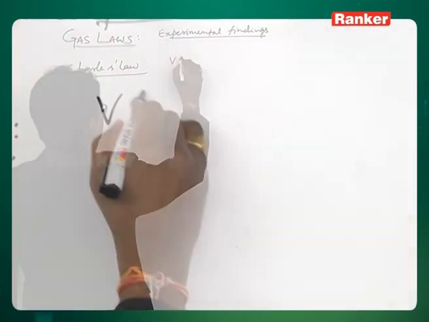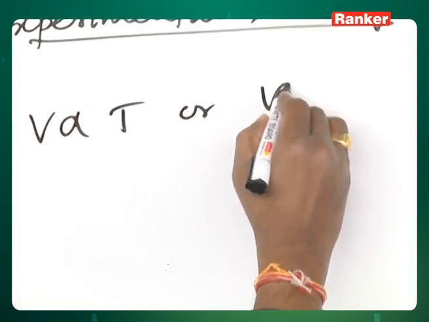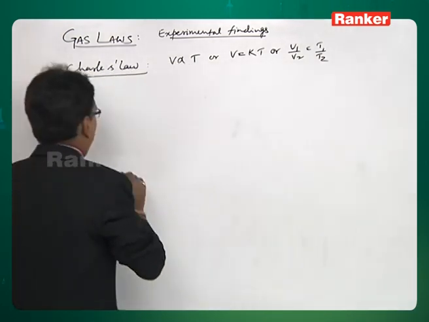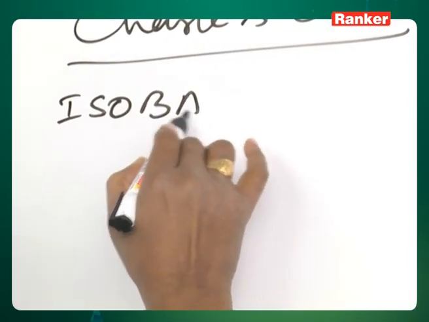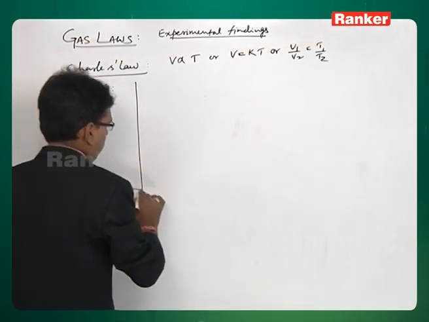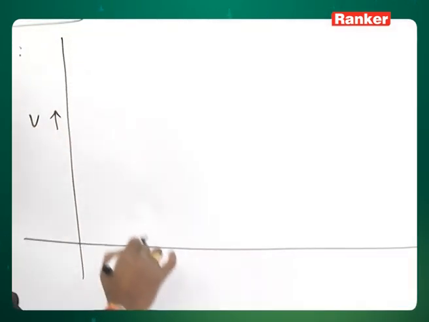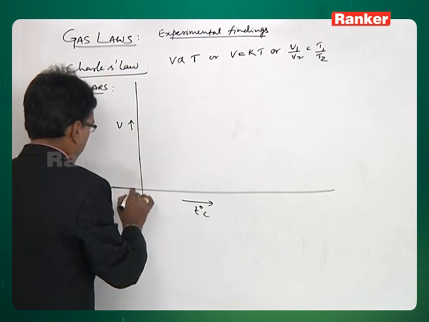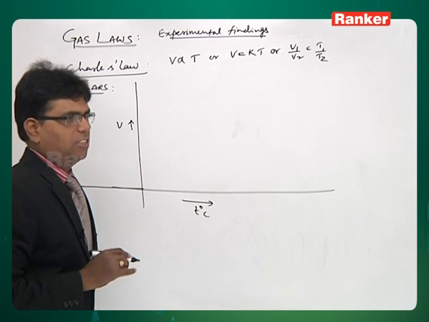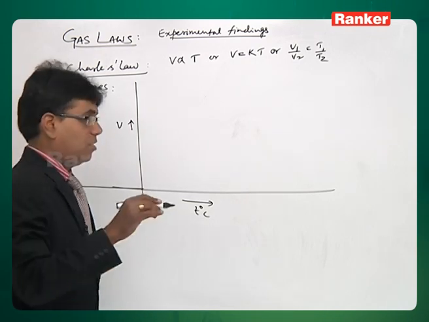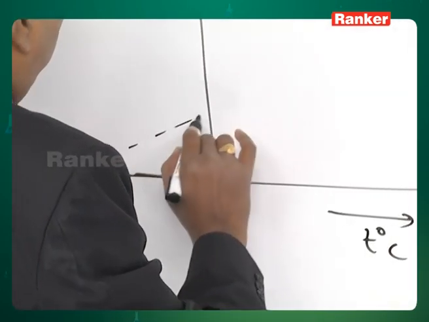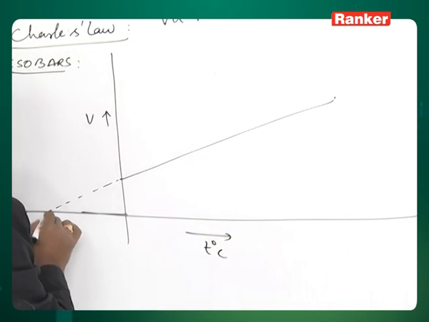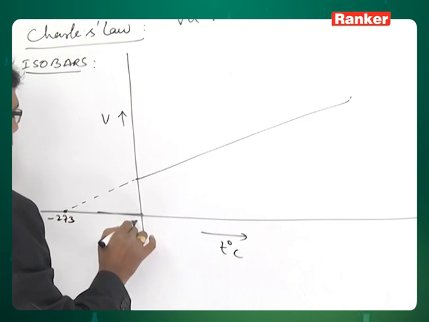As V is proportional to T, or V is equal to KT, or V1 by V2 is equal to T1 by T2, all this we can show graphically. First of all, if the graph is drawn for volume versus temperature in degree Celsius, then what we told is that for every 1 degree Celsius rise in temperature, volume is increased by 1 by 273 times of its initial volume. So this is a graph of V versus T in degree Celsius, and this is your minus 273.